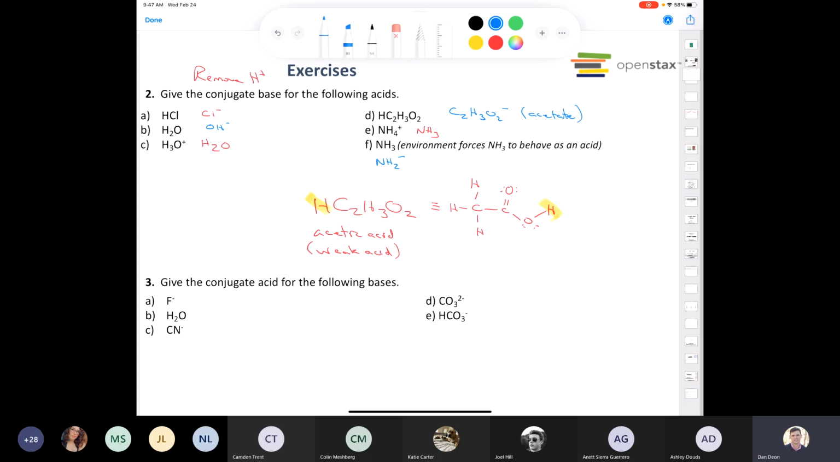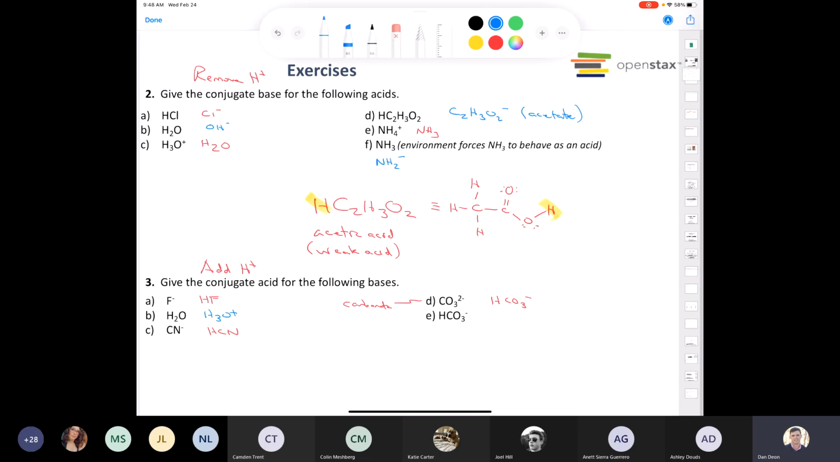The next one says give the conjugate acid for the following bases. So all we're going to do is add H plus to all these. So if I have F minus, fluoride, I'm going to have HF. For the next one, I'm going to have hydronium when I add a proton. The next one is CN minus. I'll be left over with HCN after I add a proton. The next two I have carbonate and bicarbonate, right? This is carbonate, CO3 2 minus. I'd be left over with HCO3 minus 1.